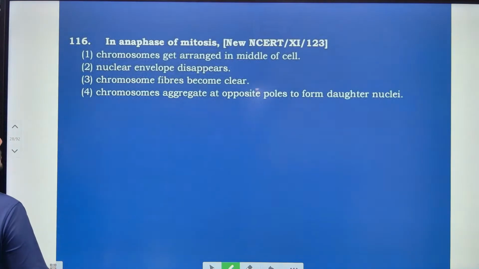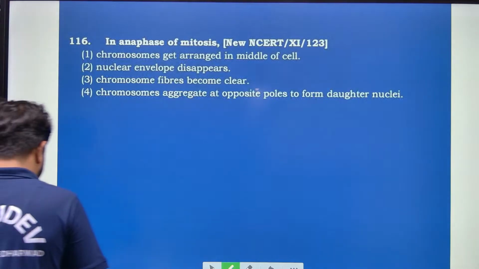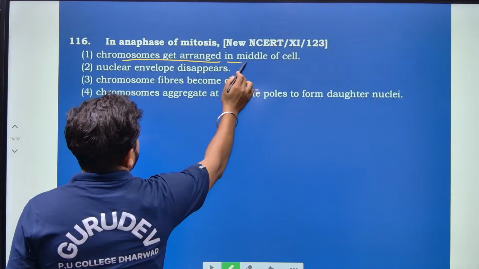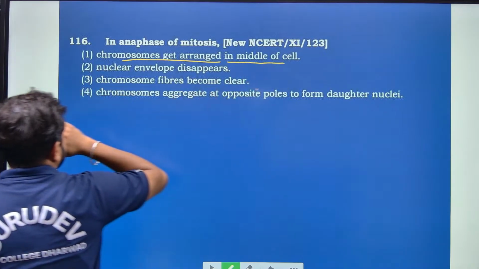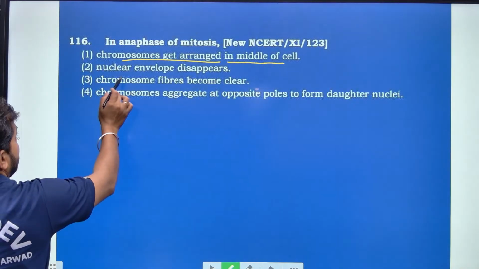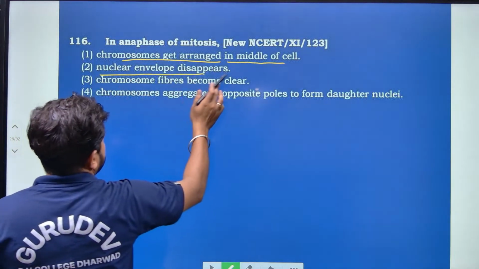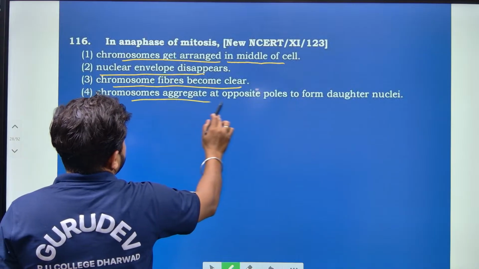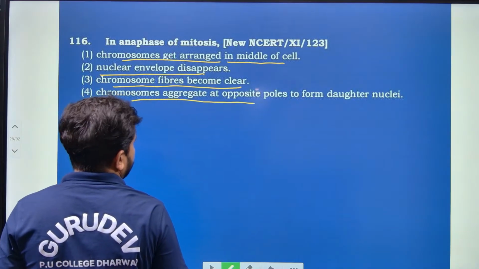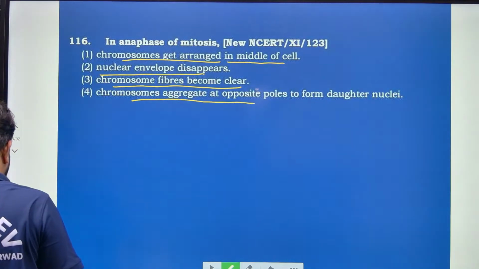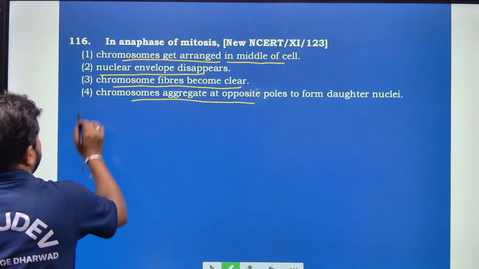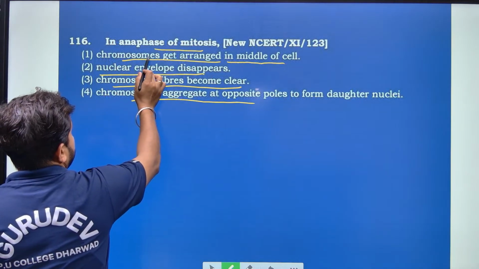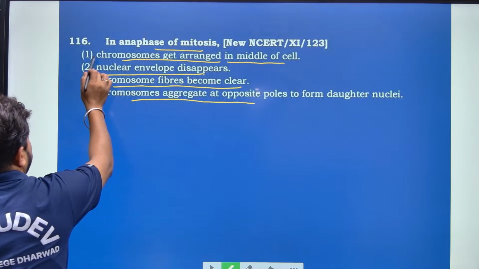Then, in anaphase of mitosis, chromosomes get arranged in the middle of the cell, right? Then the nuclear envelope disappears, chromosome fibers become clear, and chromosomes aggregate at opposite poles to form daughter nuclei, right? So here they are asking what takes place in anaphase of mitosis. This takes place with respect to the metaphase, right?